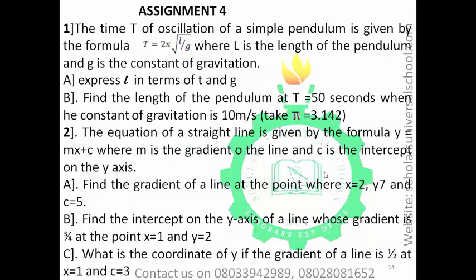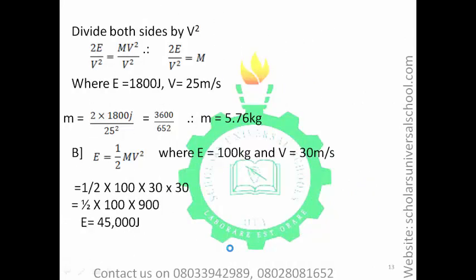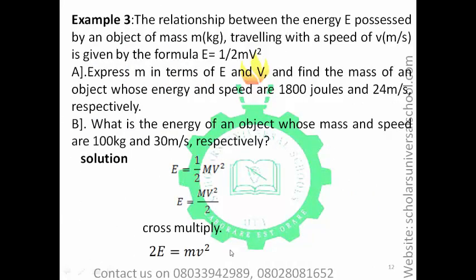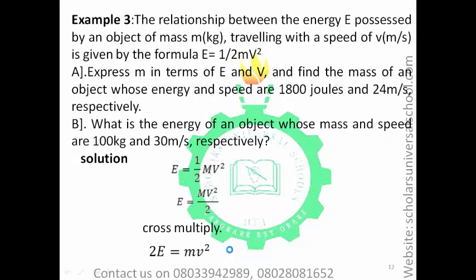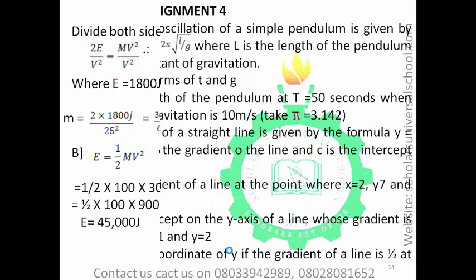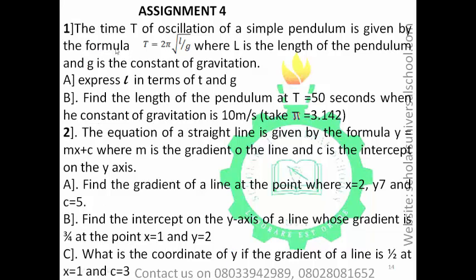So with this, we have looked at different examples on substitution and change of subject of the formula. So here is the assignment for the week. The time t of oscillation of a simple pendulum is given by this. So read the question, digest it, and try as much as possible to work it out. Okay.